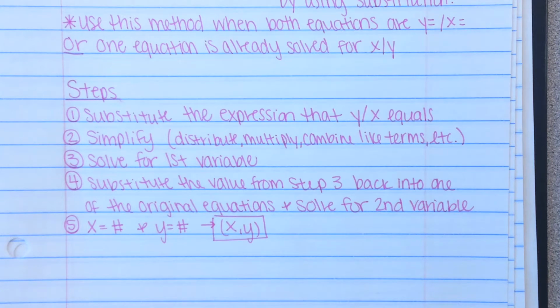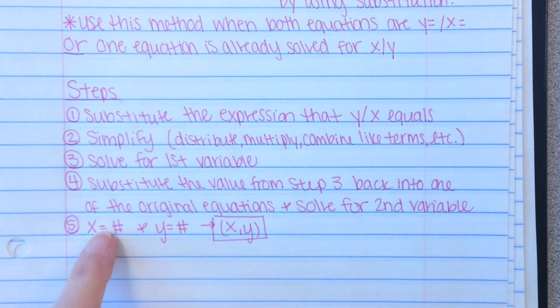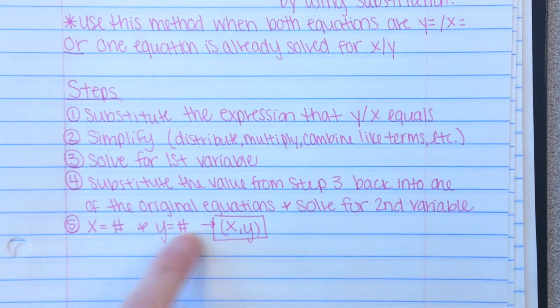Step 3, you're going to solve for the first variable. So after you simplify, you should just have one variable left, either an x or a y, and you can solve for it. Then step number 4, you're going to take the value that you got in step 3, you're going to plug it back into one of the original equations and solve for your second variable. Sometimes you actually have to solve, sometimes you just have to simplify, sometimes it's given to you. So it just kind of depends again on what the problem looks like. After you finish step 4, you should have x equals a number and y equals a number. You take each of those values and create an ordered pair or a coordinate point that represents the solution to the system.